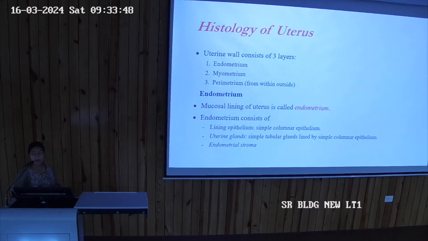Does anyone remember the classification? Other than simple tubular, what else is there? Tubulo-alveolar, tubulo-acinar. So what are simple tubular glands? In any gland you have the secretory portion and duct portion. So in the simple tubular gland, where is the secretory portion? Where is the duct portion?